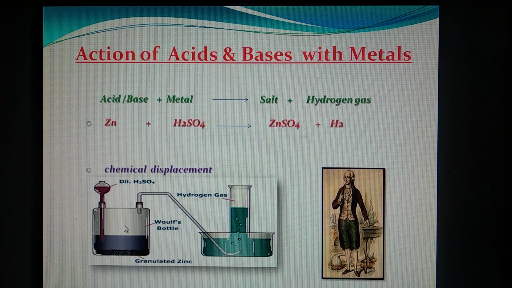and into the Woulfe's bottle first zinc granules are taken. Through the thistle funnel dilute sulfuric acid is added. Once the acid gets in contact with the zinc granules, you can see rising of some vapors. All the vapors so risen pass through the delivery tube.